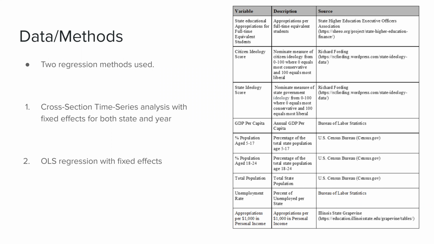I gathered data from several reliable secondary data sources, and I did two analyses. The first of which was a cross-section time series analysis with fixed effects for both state and year. The second one was an OLS regression with fixed effects. Fixed effects allowed me to estimate variation within states rather than to compare differences between states.